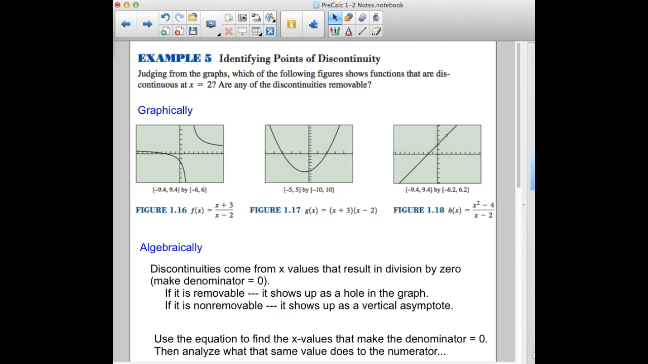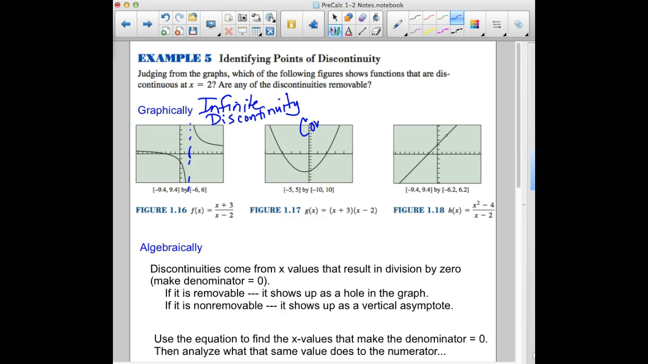So our first one here, what do you see where x is 2? We have a vertical asymptote. What did we call that? Yes, infinite discontinuity. Second one, is there a discontinuity? No, this one is nice. There's no holes, there's no jumps, there's no vertical asymptotes. This would be considered continuous.